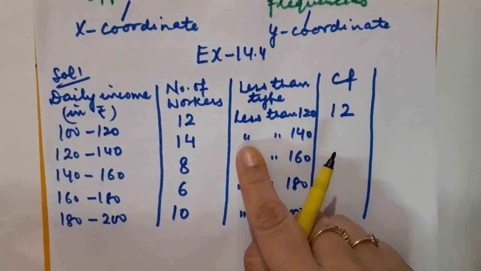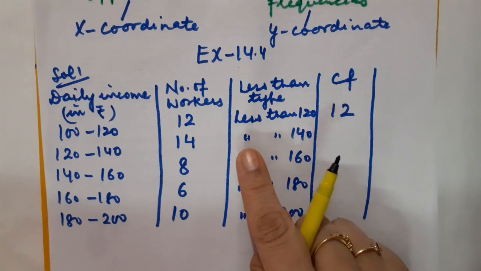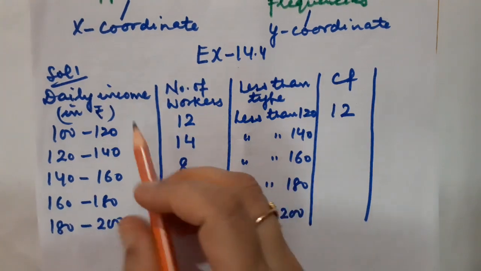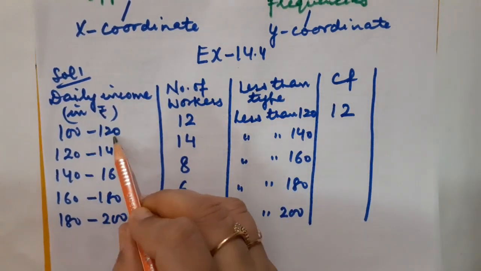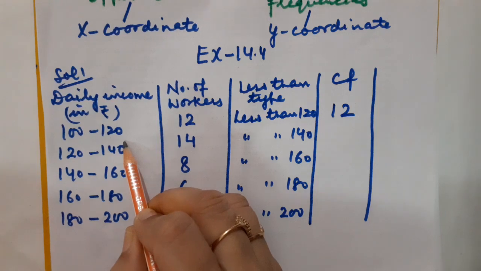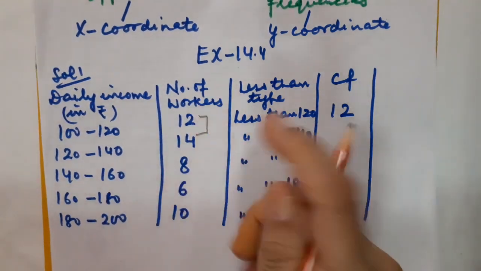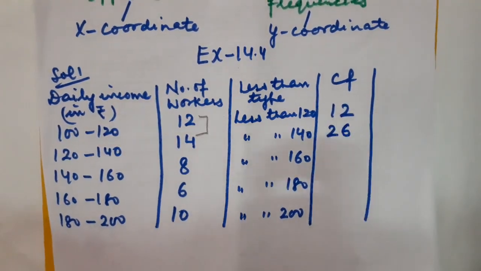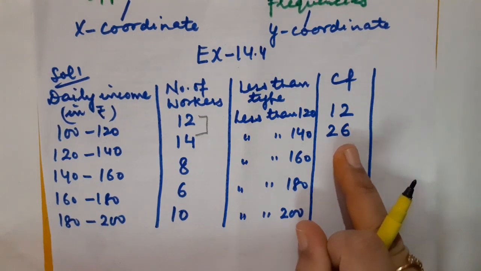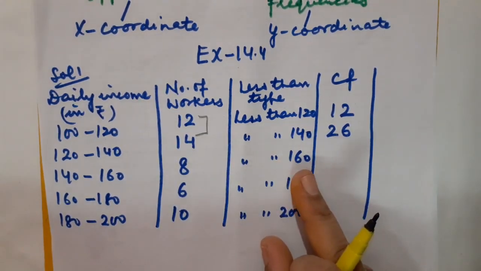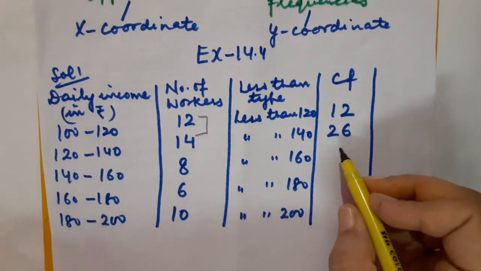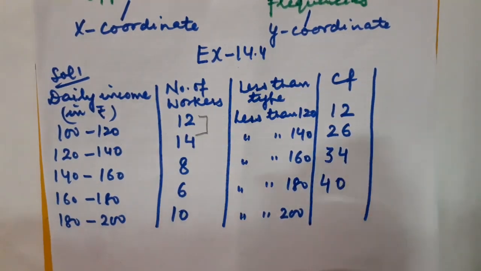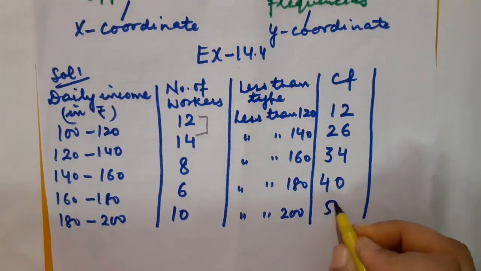Correct? And if I want the number of workers whose daily wage is less than 140, then children, you know the workers who get the wage from 100 to 120 will also be considered as less than 140. So I am supposed to take their addition. Correct? So it would become 26. Now I will add 8 to 26 so that I can get the cumulative frequency of less than 160, which is equal to 34. Then add 6, it would become 40, and ultimately add 10, it would become 50.